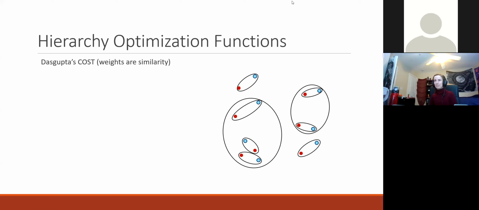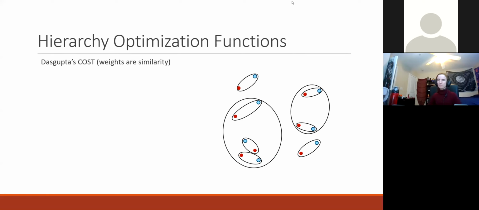So the first one we're going to look at is Dasgupta's cost function. Note that optimization functions are either going to be designed in the context where edge weights are similarities or differences, because obviously switching the context could make the function work very differently. Dasgupta's cost function is defined in the context where edge weights are similarities. It was introduced 4 years ago. It spurred a lot of interest in the idea of creating and evaluating hierarchy optimization functions. So it's a very prominent seminal work. And it's shown to have a lot of nice properties and be very intuitive. So it's maybe the most interesting optimization function that we know of in theoretical computer science to approximate.